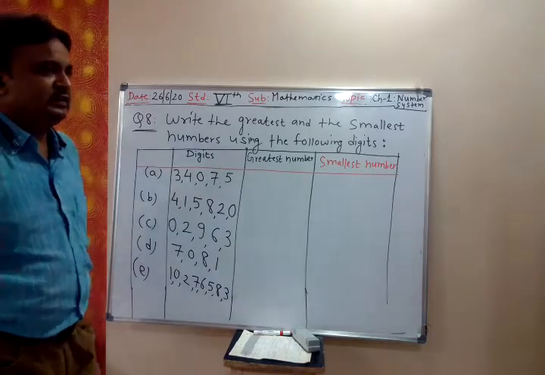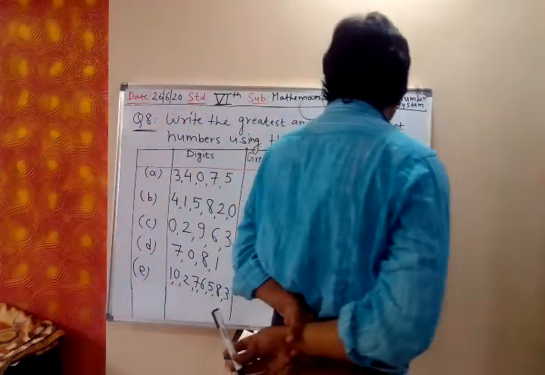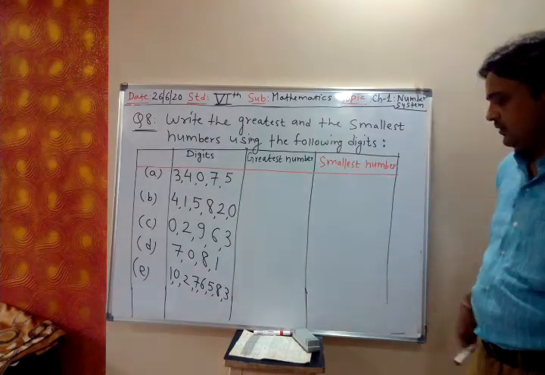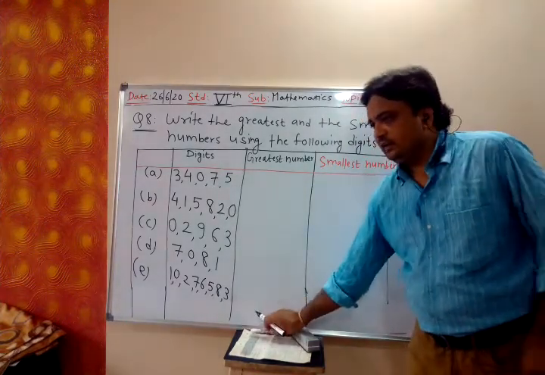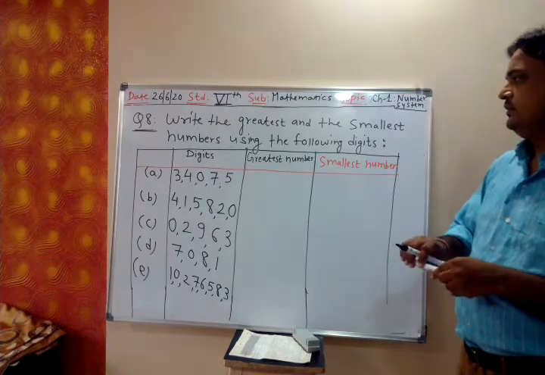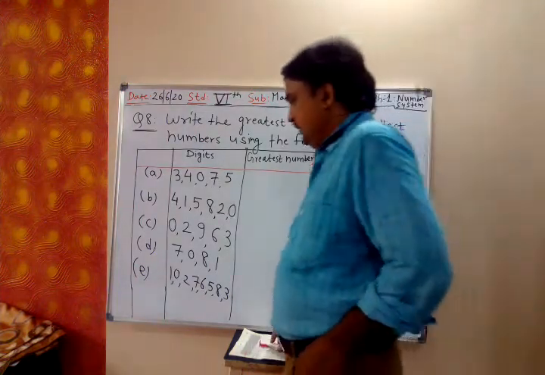Then E: 1, 0, 2, 7, 6, 5, 8, 3. Using these digits, we have to find the greatest number and the smallest number. So let us start.